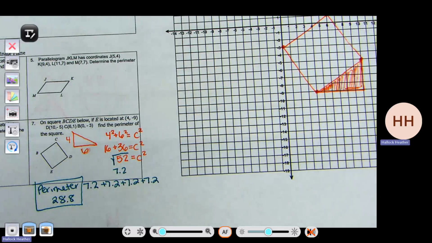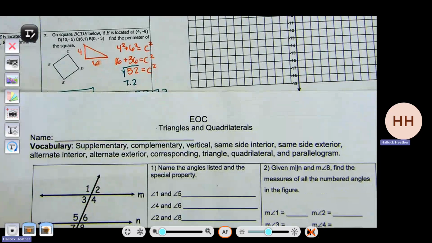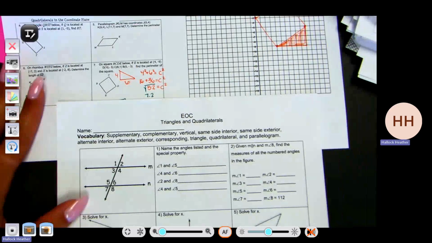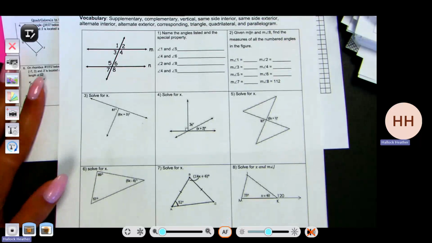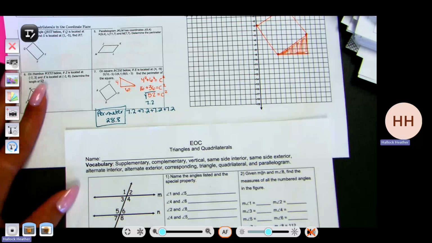The one I think you should work on is the one with the star on the board, EOC triangles and quadrilaterals. I gave that to you on Monday. It's technically due at the end of class tomorrow. You can work on it in class tomorrow. So I would work on that one first. It looks like this. It's got parallel lines, and there's a bunch of triangles all over it. So I would work on this one first and then work on that one next.